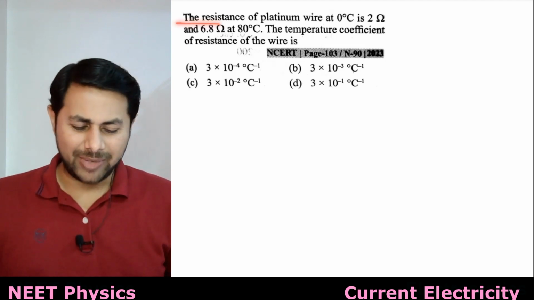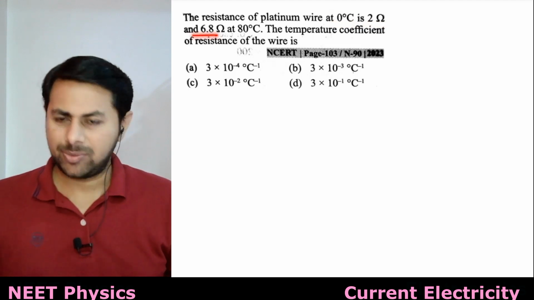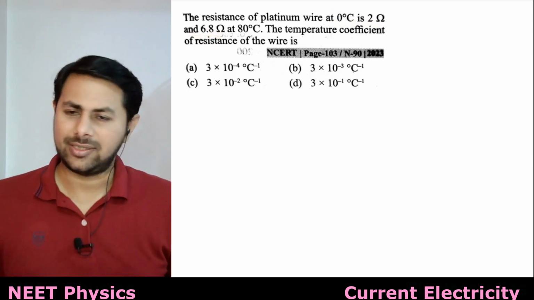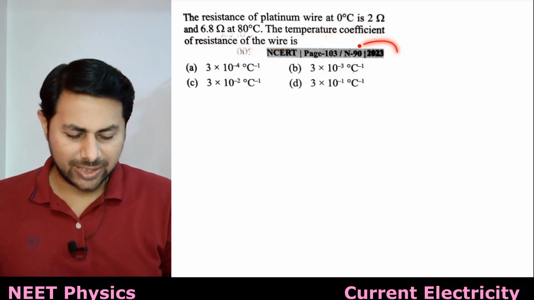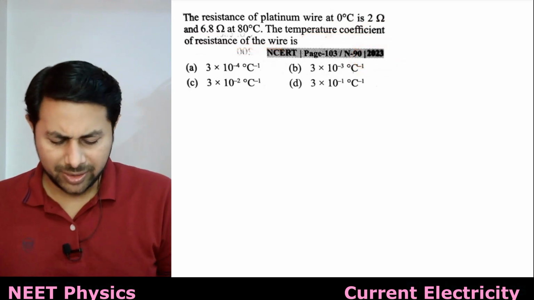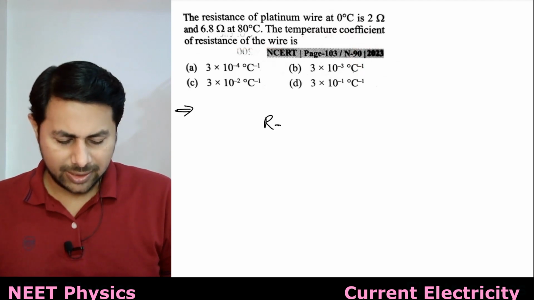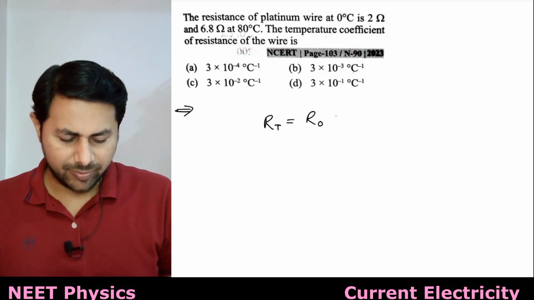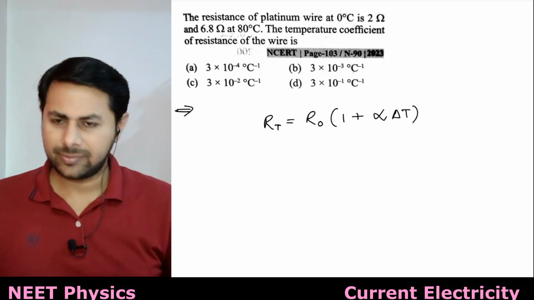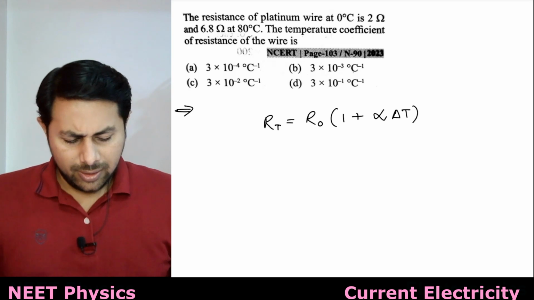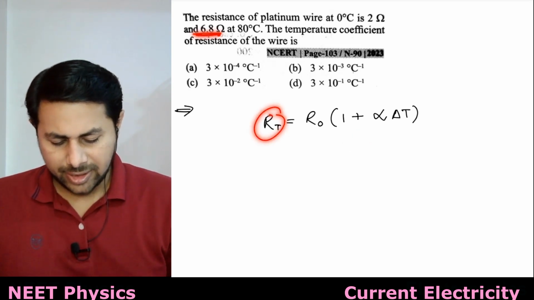The resistance of a platinum wire at 0 degree Celsius is 2 ohms and 6.8 ohms at 80 degrees Celsius. The temperature coefficient of resistance of the wire is... This was asked in NEET 2023, a very simple question. Based upon the formula, RT is equal to R naught multiplied by 1 plus alpha delta T, we want to find out alpha. So what is RT? It is 6.8.